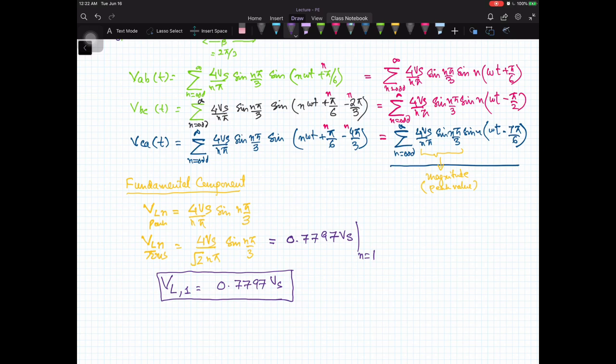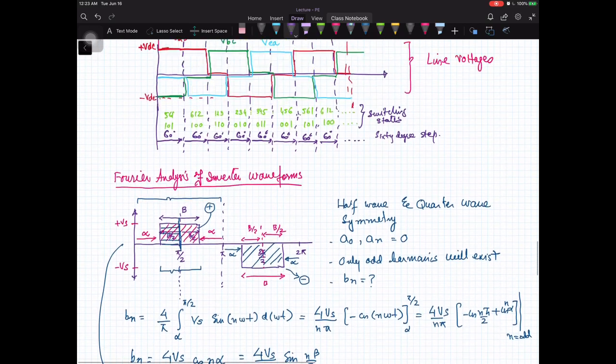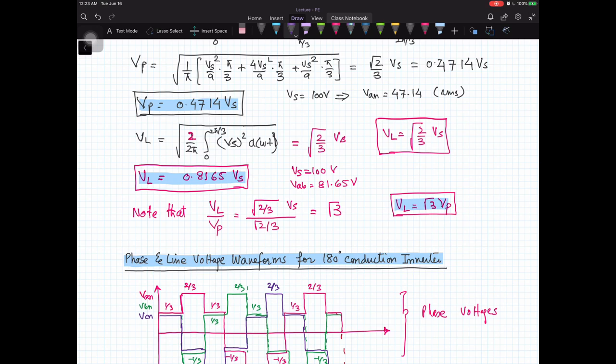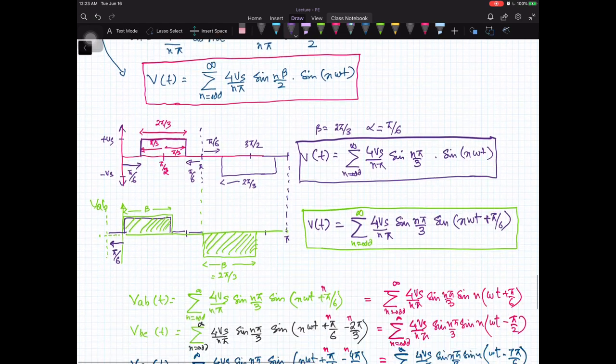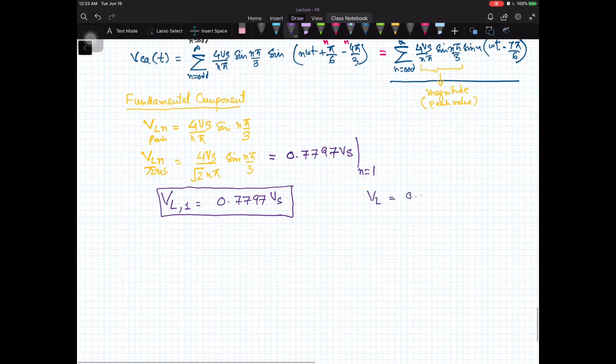So we have calculated the fundamental component of the line voltages. The total RMS value we have already calculated in the previous lecture. If I go back and look at that, it is 0.8165 into VS. That's the total line voltage that you can see in the highlighted version. This is the total RMS voltage of the line voltage waveform, and out of this, the fundamental component is contributing this one. So the rest of the contribution is from the harmonics.